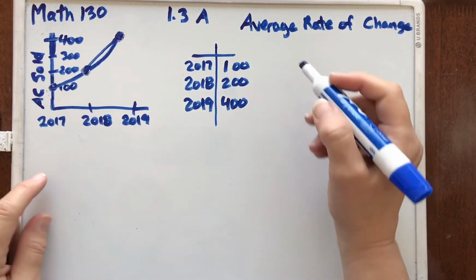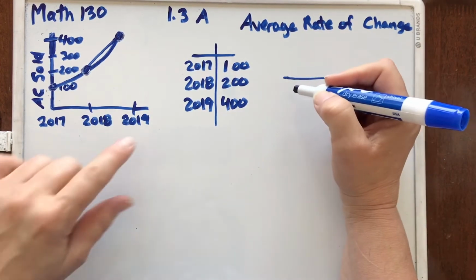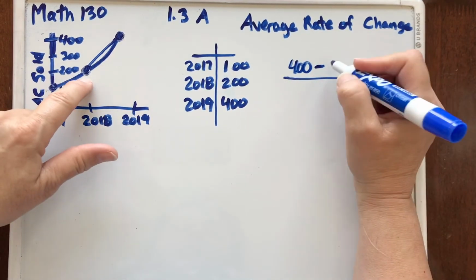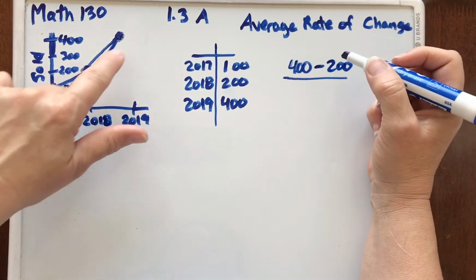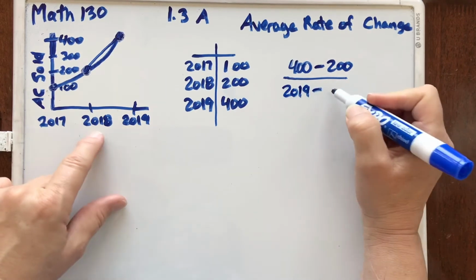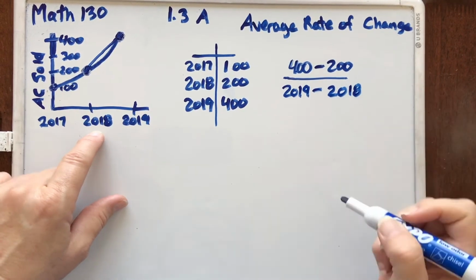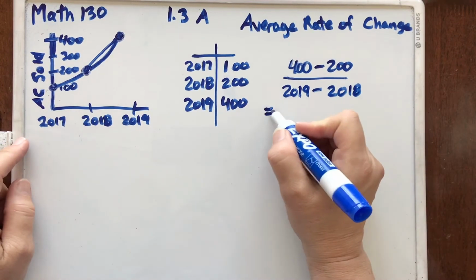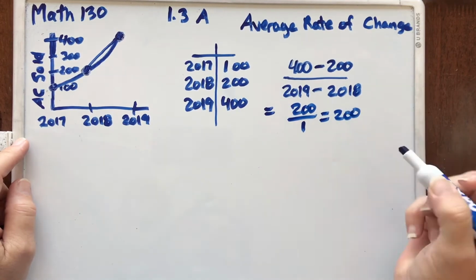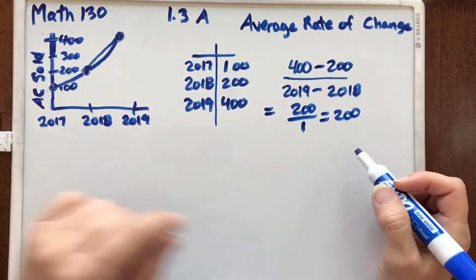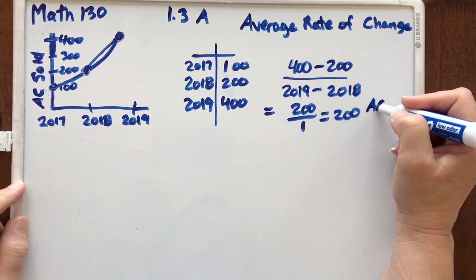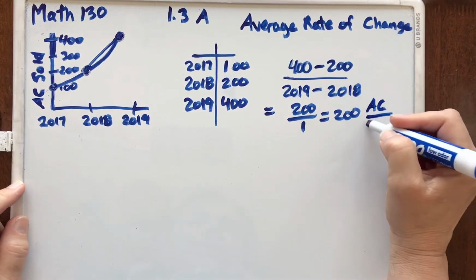We have our output is going to be 400 minus 200. Remember, this is just y2 minus y1 over 2019 minus 2018. Okay, so when we do that, we get 200 over 1, which is 200. Now 200 what? What does this 200 mean? It means 200 air conditioners sold per year.